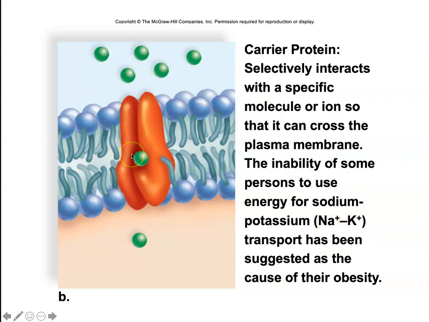Just like in that cystic fibrosis example, if you had a faulty carrier protein, it's going to interfere with some physiological process, if these molecules or ions cannot get across the membrane like they should. So this is an example the book gave. Like I said, I'm not that familiar with the research, and I don't know how much literature there is on that, so it might be something interesting to look up.